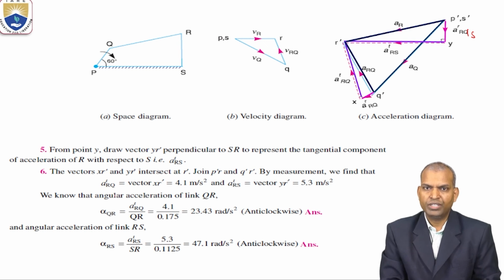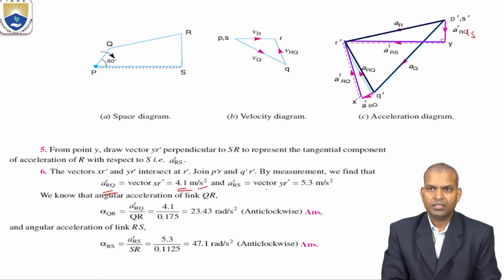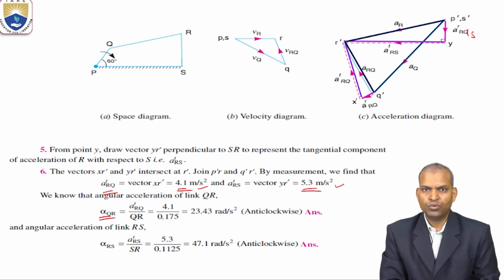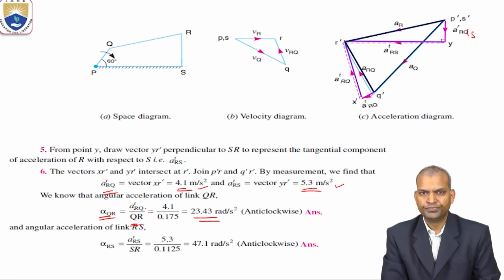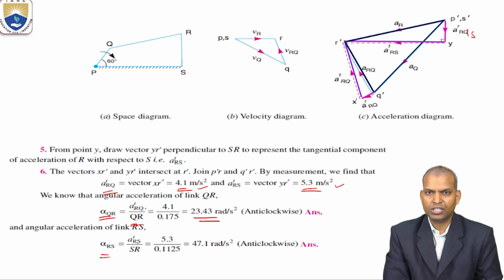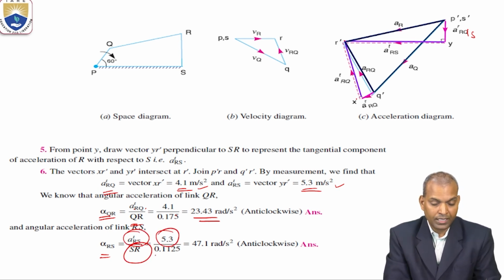So for that we need ATRQ measured. What is ATRQ? X R dash vector, that is 4.1 meter per second square. And ATRS is 5.3 meter per second square. Then alpha QR equals ATRQ by QR. From that 23.43 radians per second square is obtained. That is the angular acceleration of the link RQ. Next, alpha RS equals ATRS by RS. ATRS is 5.3, RS is 0.1125, then it is 47.1 radians per second square.